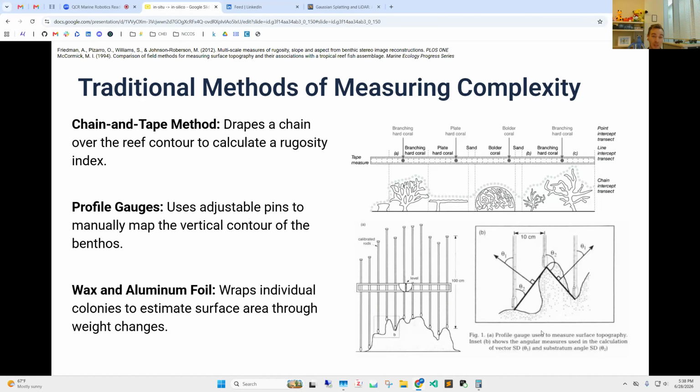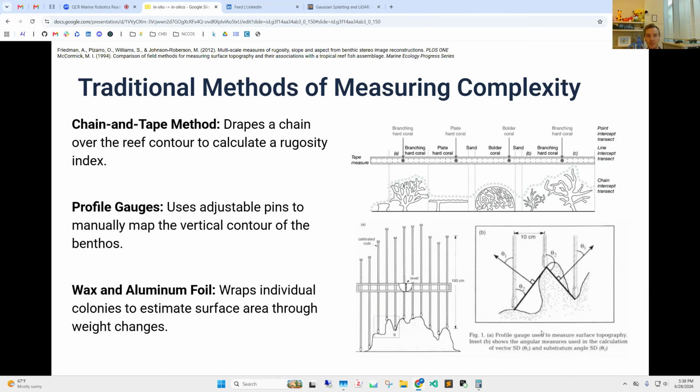You also had researchers using other methods like profile gauges, which you can see here, and I've even heard of people wrapping coral with aluminum foil, or even wax, to estimate surface area. I couldn't find these images, but I know I've seen them before, and these techniques were pragmatic.